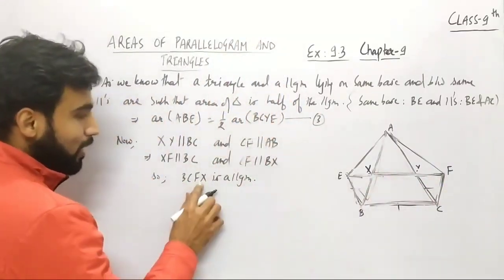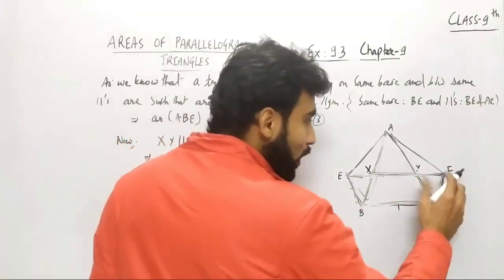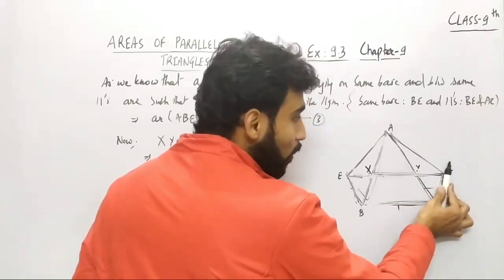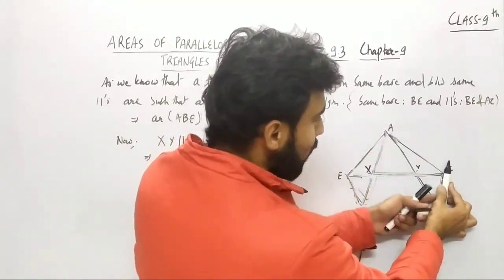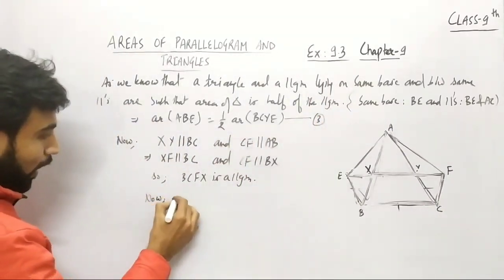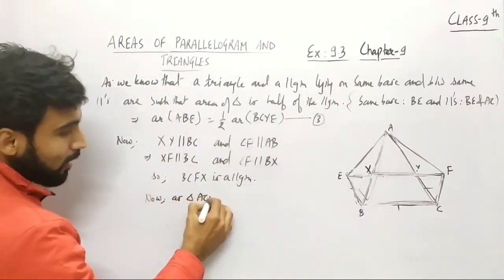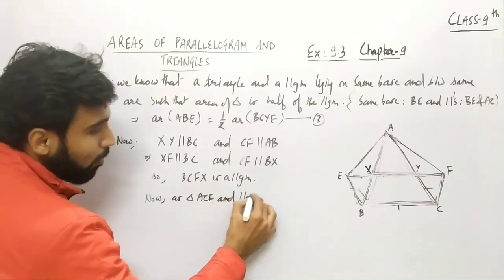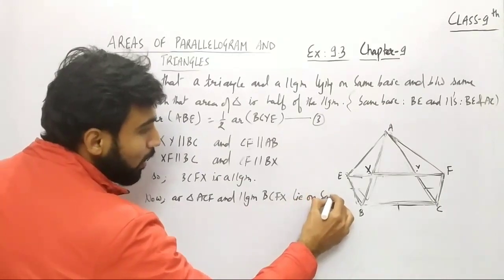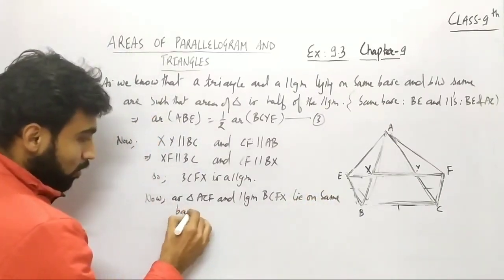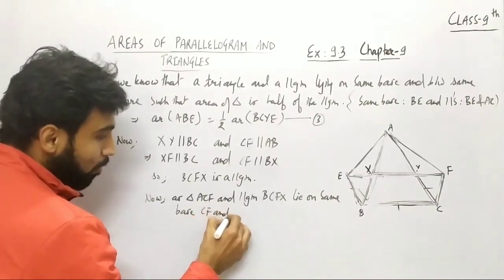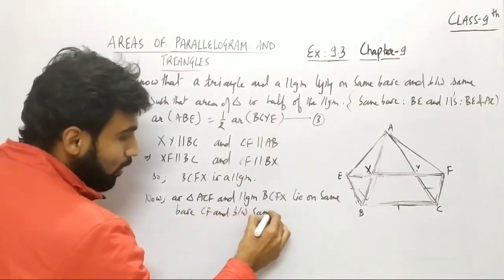Now as BCFX is a parallelogram which lies on the base CF, you can see this BCFX is on CF. Also there is a triangle forming on the same base, that is ACF. So now, as triangle ACF and parallelogram BCFX lie on the same base CF, let me correct that, and between the same parallels.